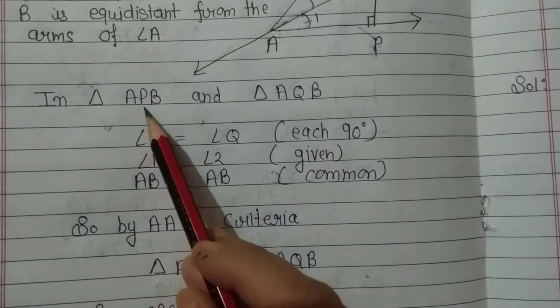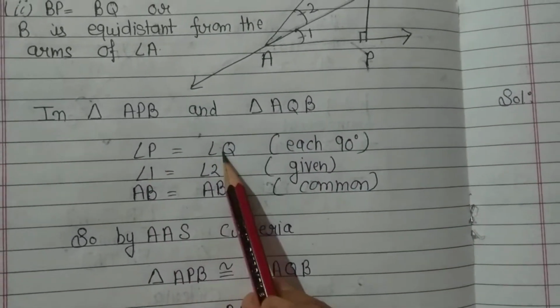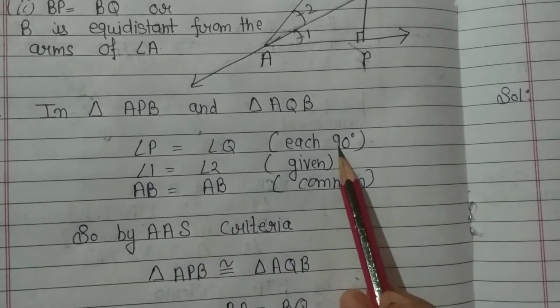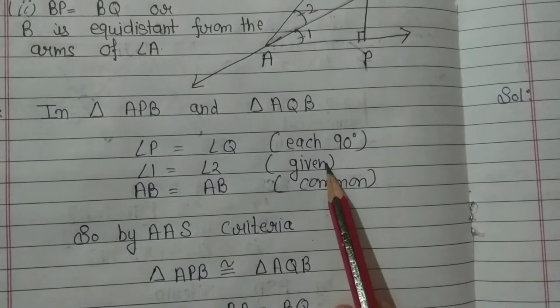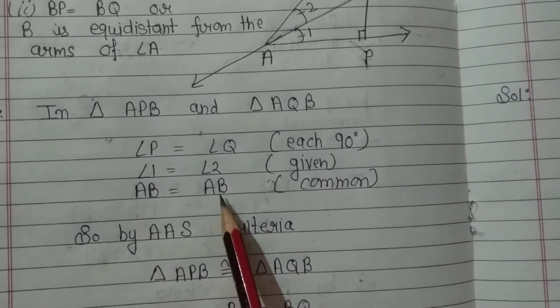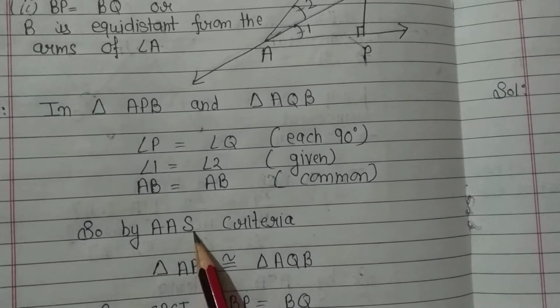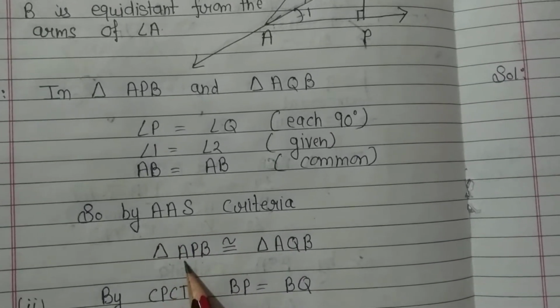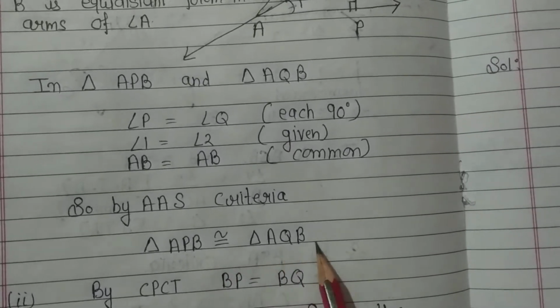In triangle APB and triangle AQB, angle P is equal to angle Q, each 90 degrees. Angle 1 is equal to angle 2, it is given already. AB is equal to AB, this is common. So by angle side criteria, triangle APB is congruent with triangle AQB.